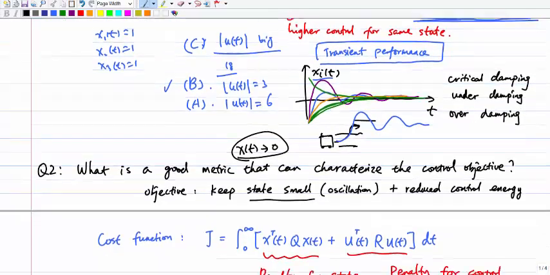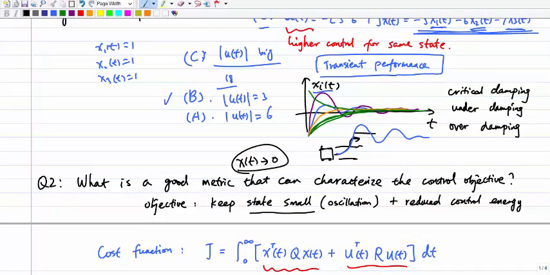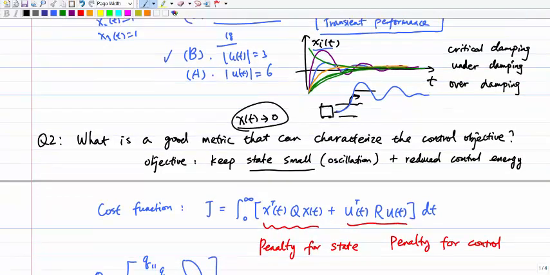So for this case, we can consider the next problem: how do I quantify it, right? I know this metric: I want to keep the state small, and I want to reduce energy. So what is a good cost function? Because I want a mathematical formulation of the metric. The metric is given by a cost function, called J. It's an integral from 0 to infinity. We try to compute some integration from 0 to infinity over dt.